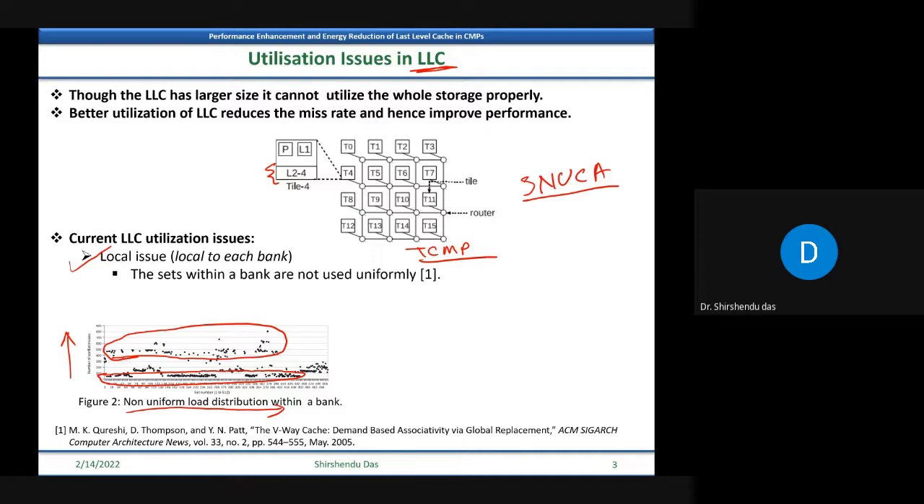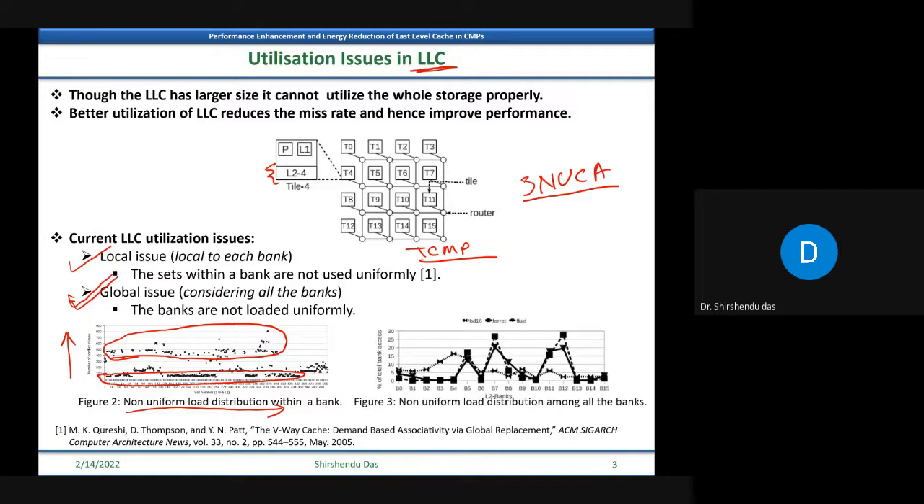The dynamic NUCA is not required here, so I will not explain it. Since your bank index is fixed, every time you want to go to the last level cache, you go with the bank index, right? Since there is again an indexing policy there, it may be possible that some banks are heavily loaded and some banks are lightly loaded. This is called the global utilization issue, and the graph I'm showing on the right side is an example of it. You can see on this side it is the number of banks.